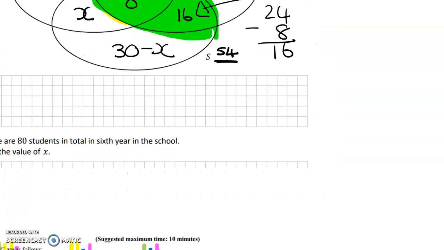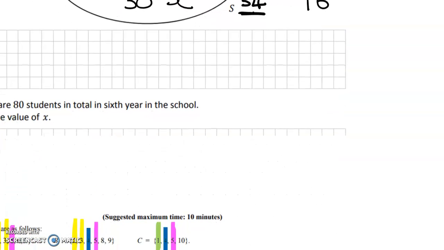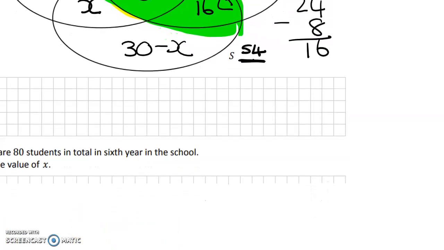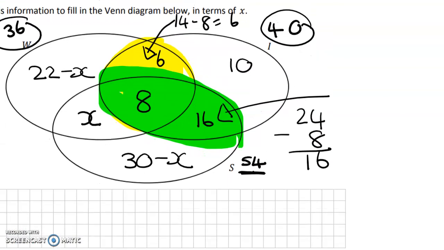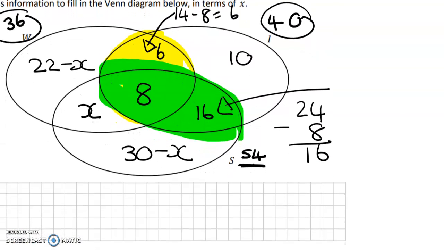And the final part: there are 80 students in total in 6th year in school. Find the value of x. So what I'm going to do, lads, is write down all of these numbers in the 3 circles, including the x's, and I'm going to let it equal 80 and then solve for x.